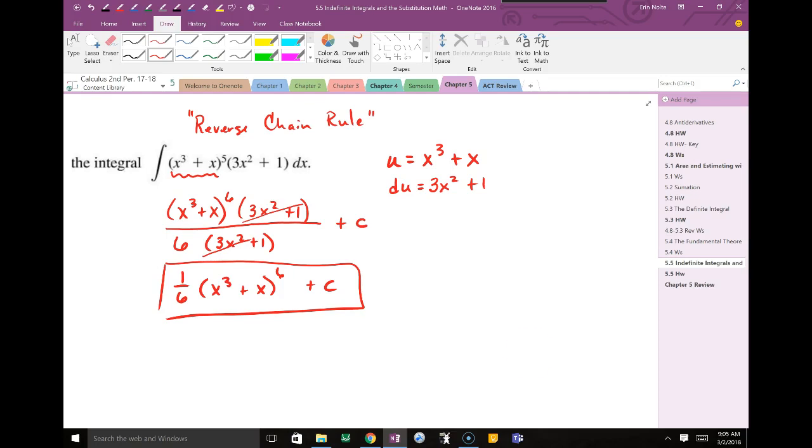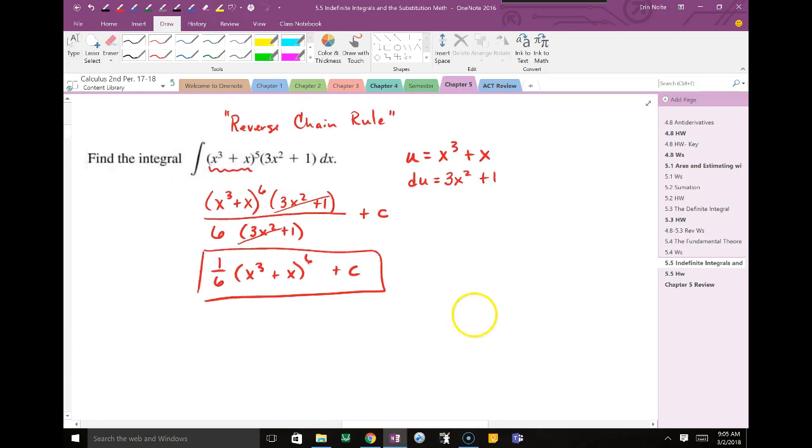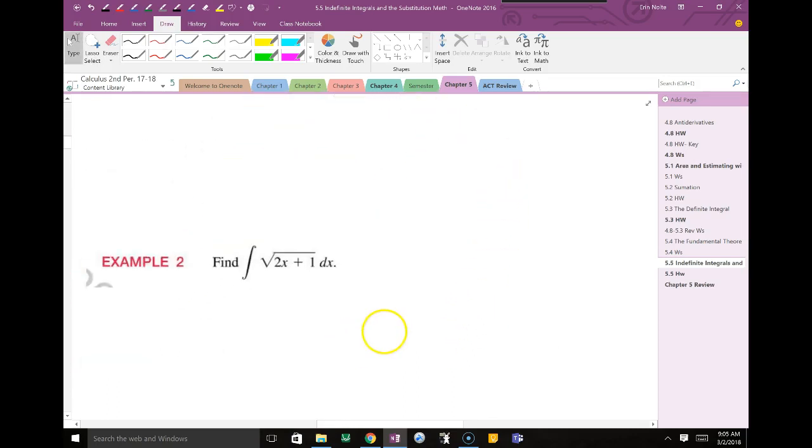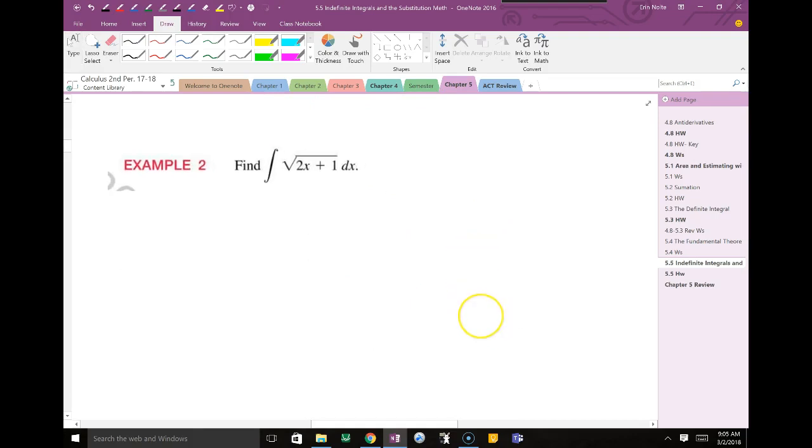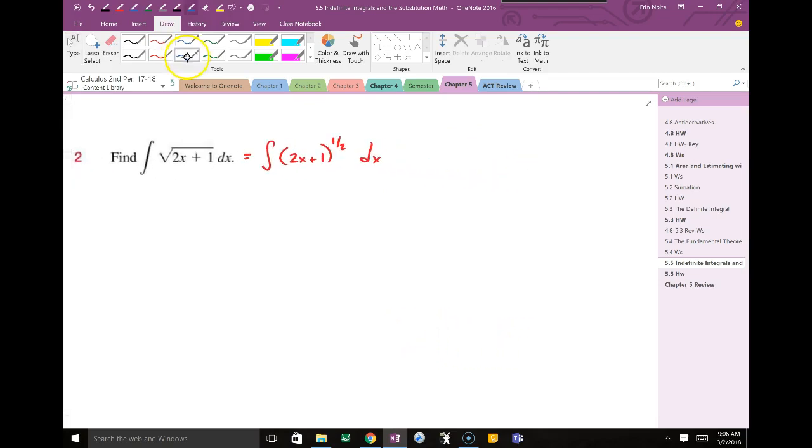We can do a scenario where things are slightly off and we can make it equivalent. Like this one. Let's do this one. Did that square root scare you? Let's rewrite it so you're not so scared: 2x plus 1 to the 1/2. The first thing I want to do is identify what is my u piece. What's my u? My inside. Clearly 2x plus 1, right? Now I'm going to derive it. What is the derivative of 2x plus 1?